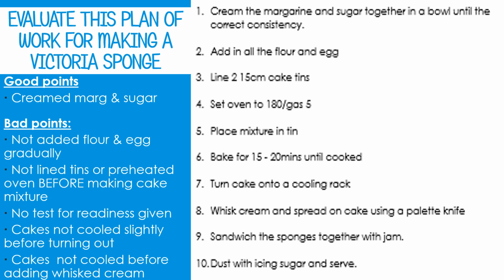So for example, some good points that we've got from this recipe is they're creaming the margarine and sugar together. Some bad points, however, is they've not added the flour and egg in gradually. They've not lined the tins or preheated the oven before we started making the cake. There's not a test for readiness given. We're not allowing the cakes to cool slightly before we're turning them out. And we're also not allowing the cakes to cool before we're adding the whisked cream.